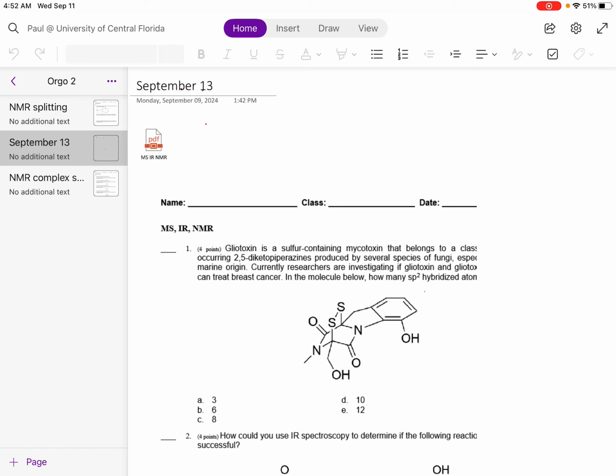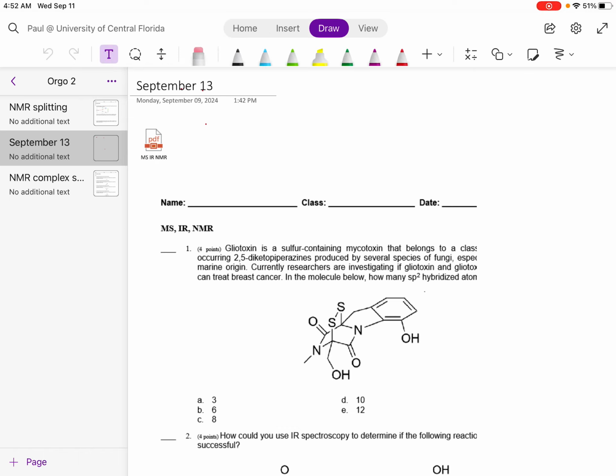So with this problem here, let's modify it like I made that modification in class. So let's just get rid of that right there. Okay, now let's count how many sp2 hybridized carbons there are. What is that? 1, 2, 3, 4, 5, 6, 7, 8, 9, 10, 11, 12.